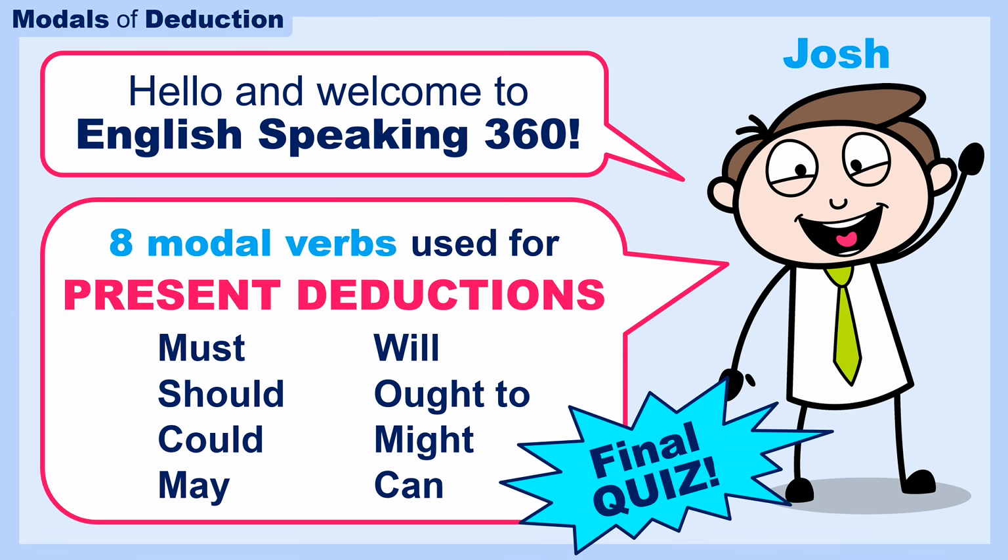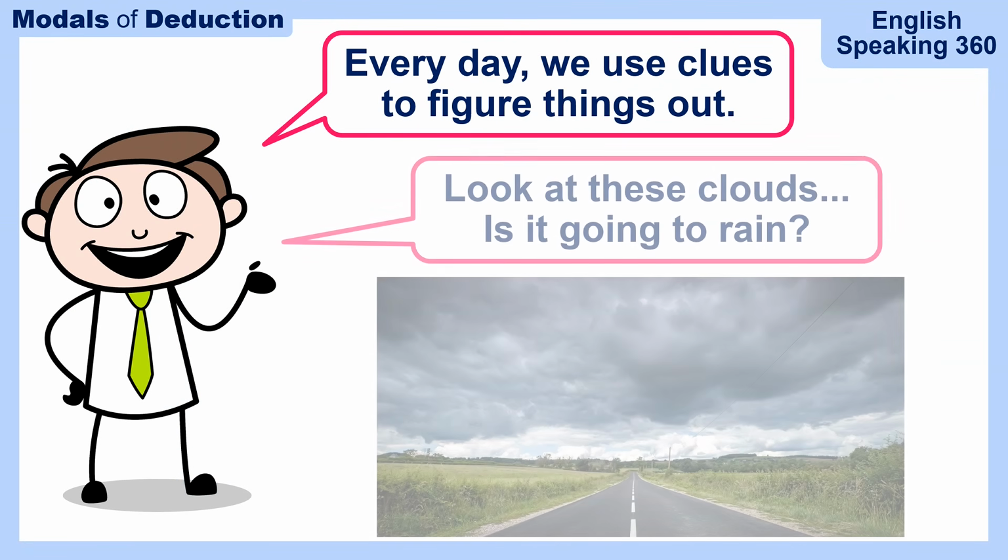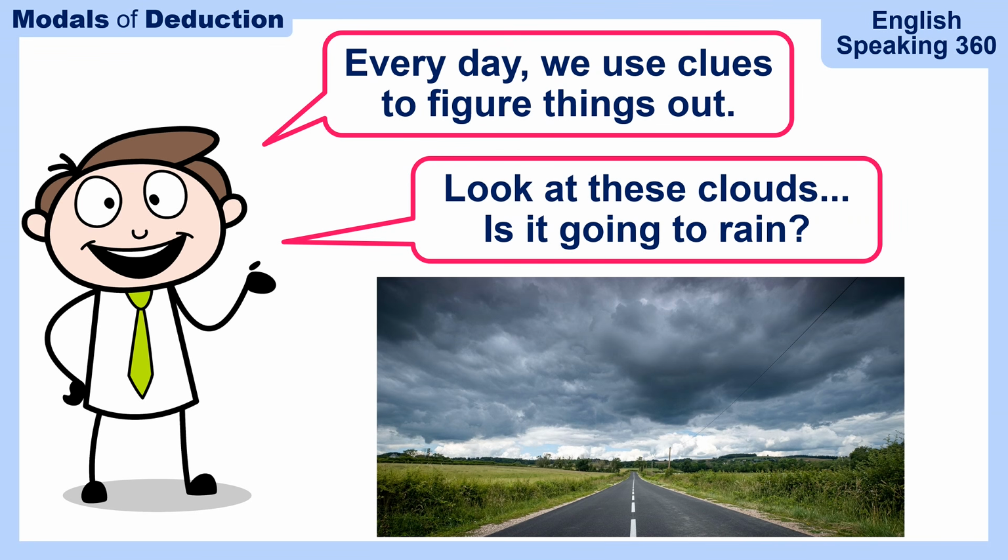Let's get started. Every day we use clues to figure things out. Look at these clouds. Is it going to rain? How sure are you? Are you 70% sure? Are you 50% sure? Are you only 20% sure? That's what we're dealing with today.